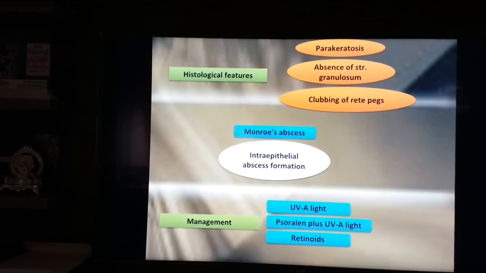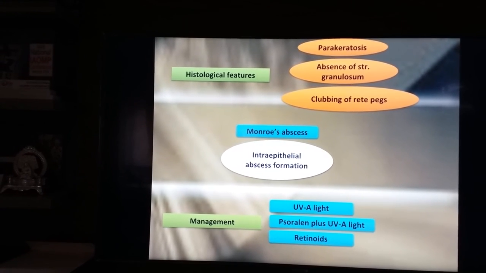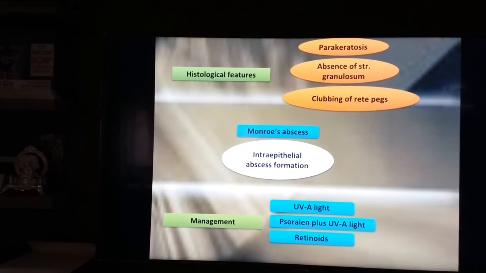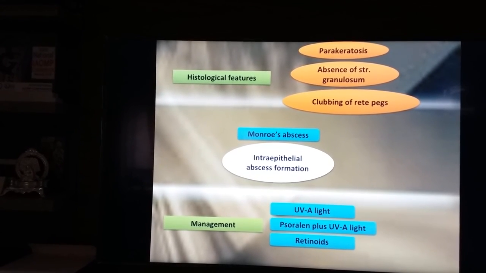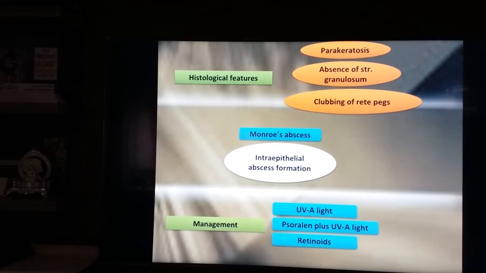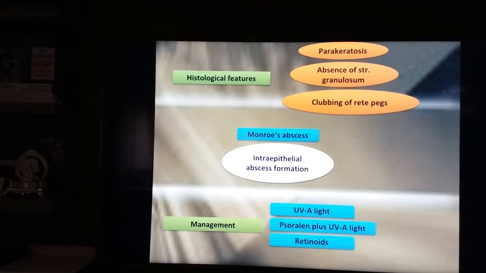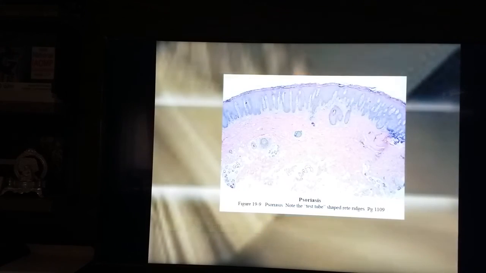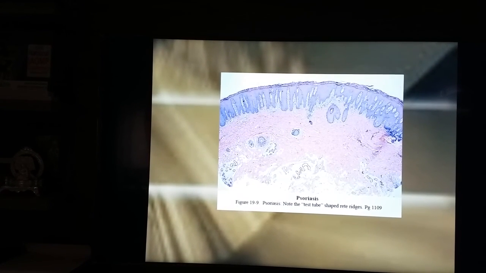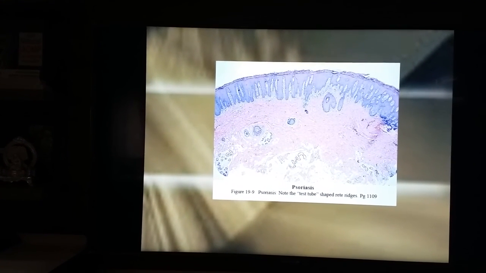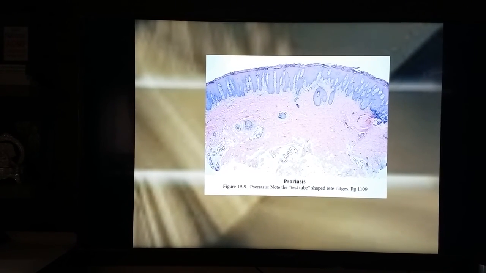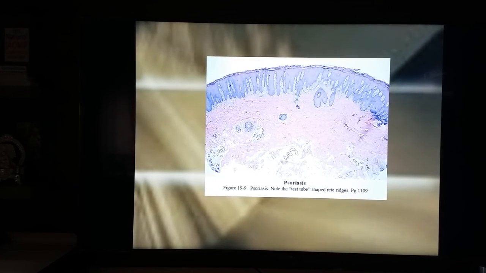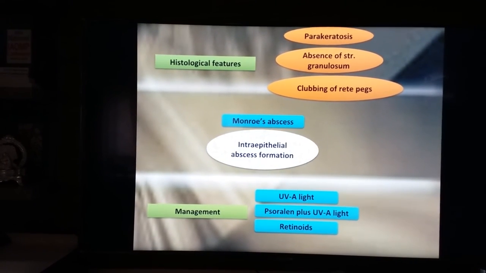intraepithelial abscess formation, which we call Munro's abscess, and the management can be done by ultraviolet light, or sometimes psoralen plus ultraviolet light, which could be of great help. Sometimes even prescription of retinoids or vitamin A will be very helpful. Now here is a situation where psoriasis is very beautifully manifested, shown in the picture, typical of test tube shaped rete apex, which is a feature of psoriasis.